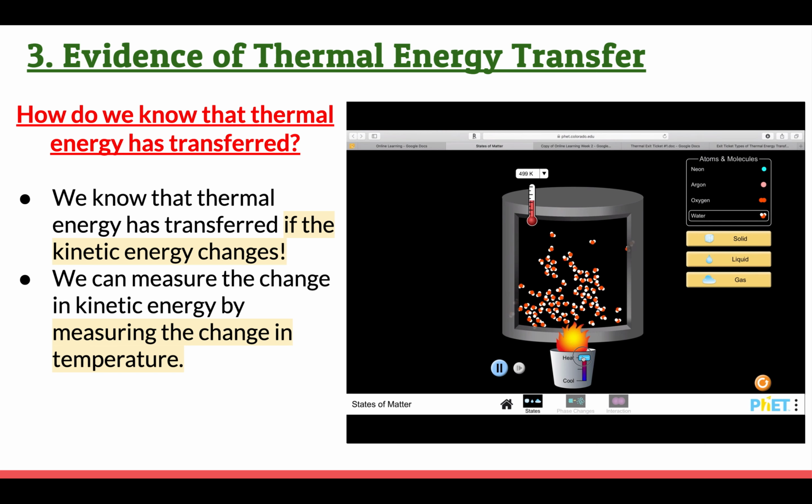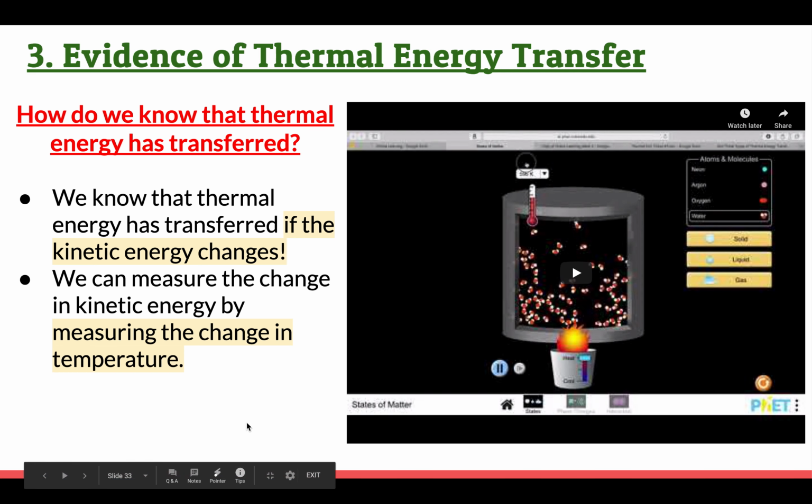And how will I know if they're moving faster and their kinetic energy has changed? Well, I will have to look at the thermometer. The temperature is increasing. The temperature is changing. So that lets me know that the particles are moving faster because their kinetic energy is increasing. And that's all because thermal energy has transferred from the fire to the particles.